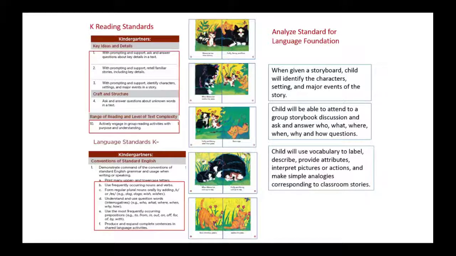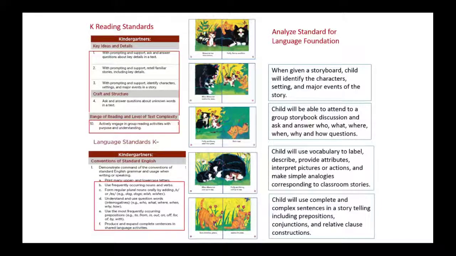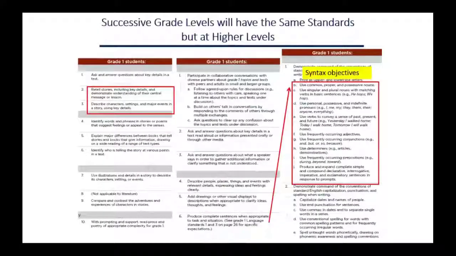Child will use vocabulary to label, describe, provide attributes, interpret pictures or actions, and make simple analogies corresponding to the pictures. And the child will use complete and complex sentences, which is down here, to include prepositions and conjunctions and relative clause constructions, which is the definition. So basically, we're using the Common Core to guide what we would put down as our language objectives. So it basically fits the reading model, but it also, for us, helps us to determine what kind of language foundation the children will need in order to succeed at that grade level.